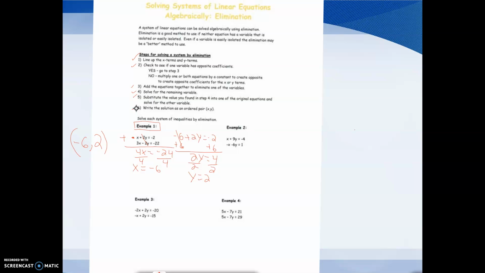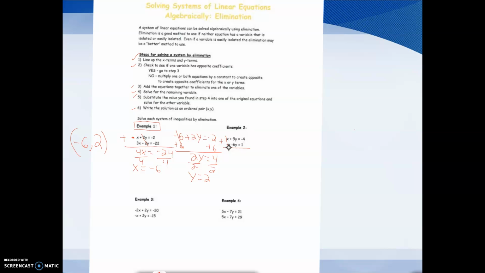All right, let's try the next one, all right? So you'll notice in the next one, we have the variables lined up, step 1. Step 2, we're going to see we have opposite coefficients. Oh, we do. We have the x's this time, not the y's, okay? So, again, we're going to go ahead and add it up and down. Now the x's will cancel. Then we're just going to finish out the problem, right?